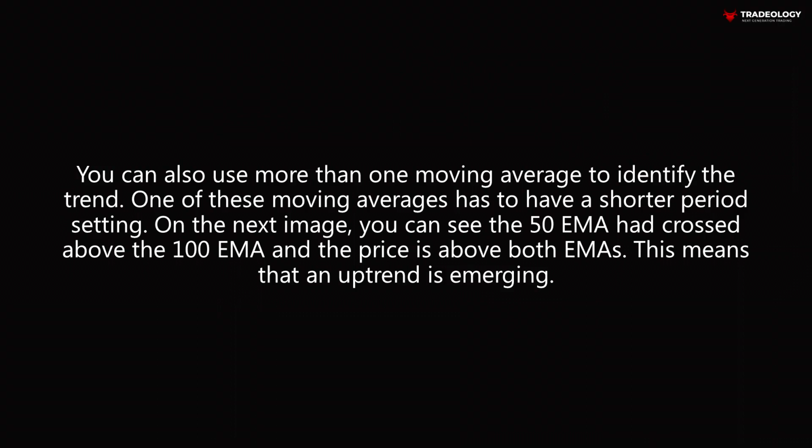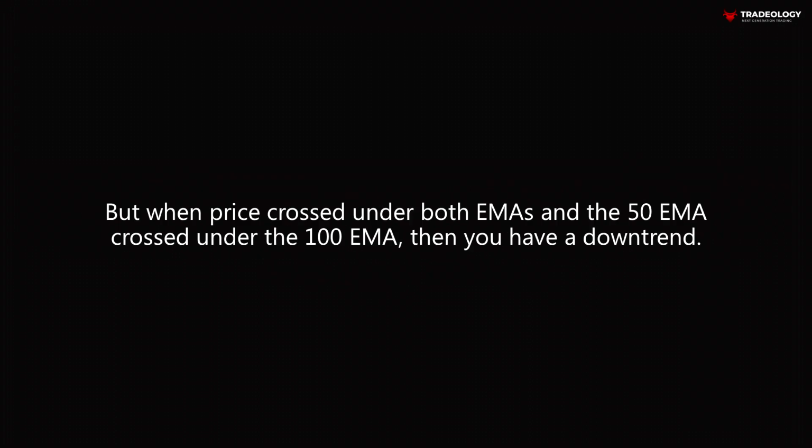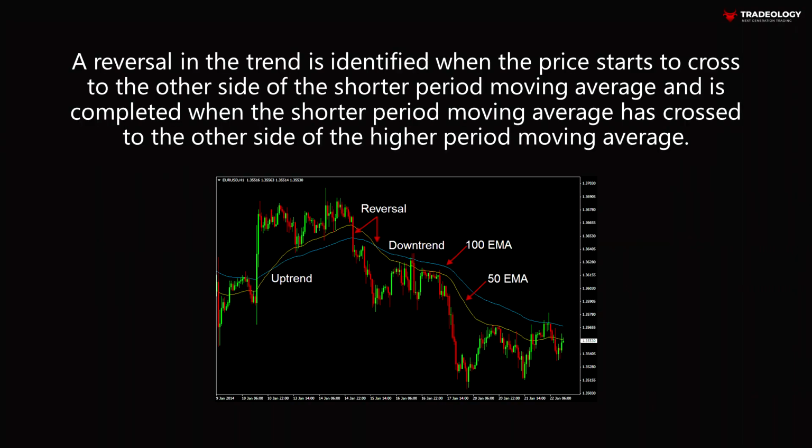On the next image, you can see the 50 EMA has crossed above the 100 EMA, and the price is above both EMAs. This means that an uptrend is emerging. But when price crossed under both EMAs, and the 50 EMA crossed under the 100 EMA, then you have a downtrend. A reversal in the trend is identified when the price starts to cross to the other side of the shorter period moving average and is completed when the shorter period moving average has crossed to the other side of the higher period moving average, as in the image.